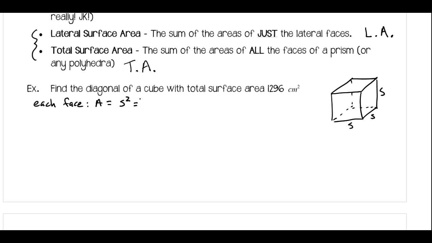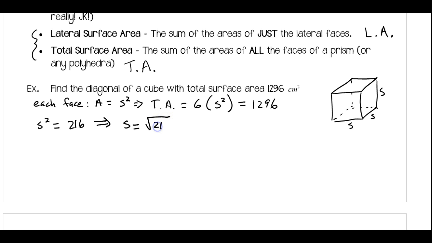And then, since I have 6 of those, the total area is going to be 6 times the area of one of the faces, and we know that the total area is 1296. So that means that the area of each face, that means that s squared, which represents the area of each face, is going to be 216, which means that s is going to be the square root of 216.